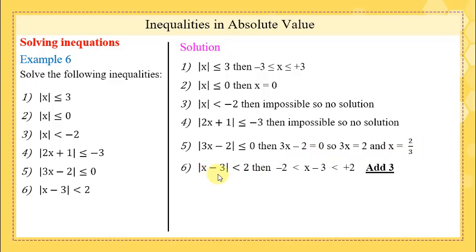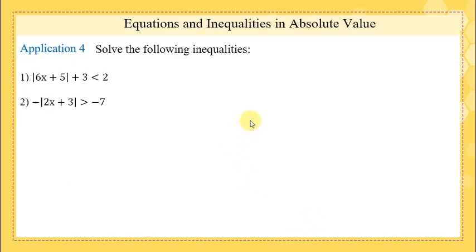Here, absolute value of x minus 3 less than 2. We put it between minus 2 and plus 2 since r is positive, and we add 3 to find x between 1 and 5. Application 4. Stop the video and try.